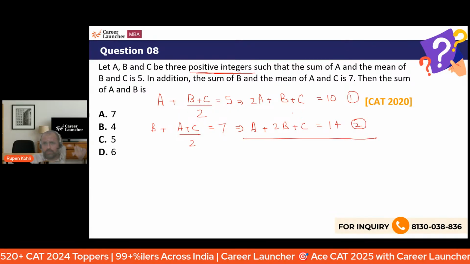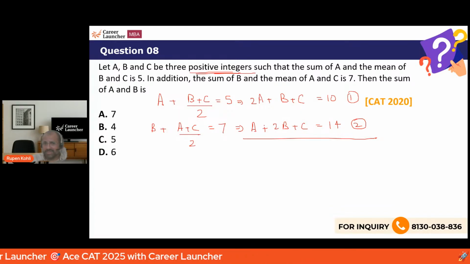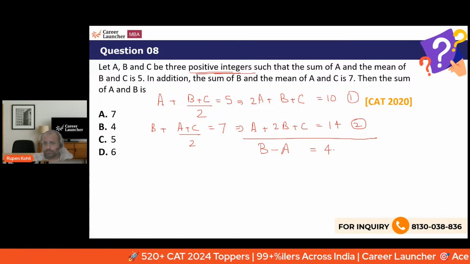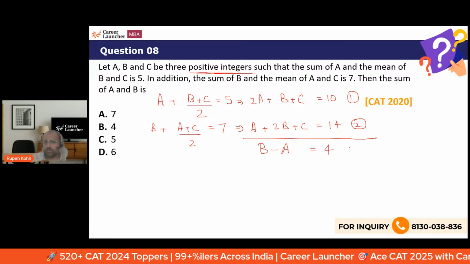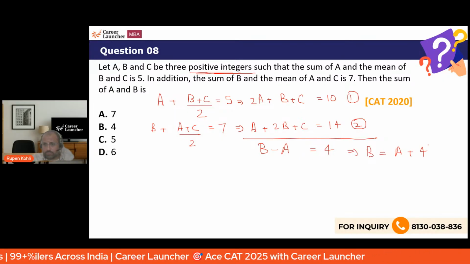Let's subtract the two equations because c and c is the same, so we'll get something. This 14 is larger, so I'm subtracting the first equation from the second. So 2b minus b, which is b, and a minus 2a, which is minus a. So I'm getting b minus a is 4. Second equation minus first equation. So b is a plus 4. Wonderful.